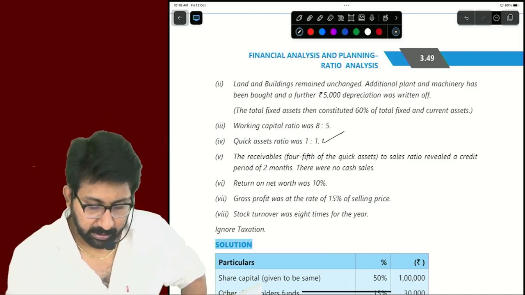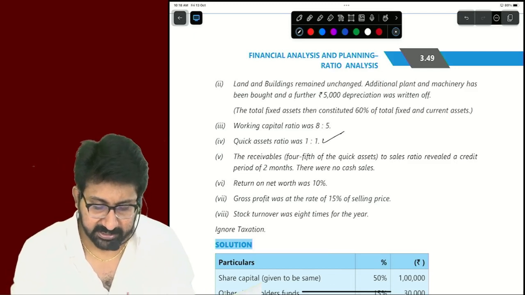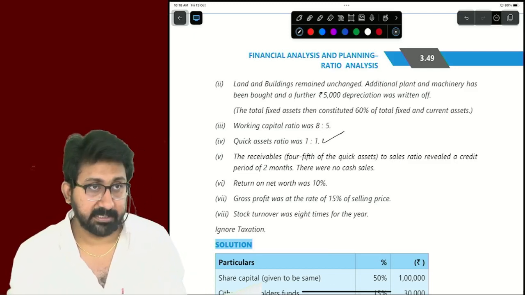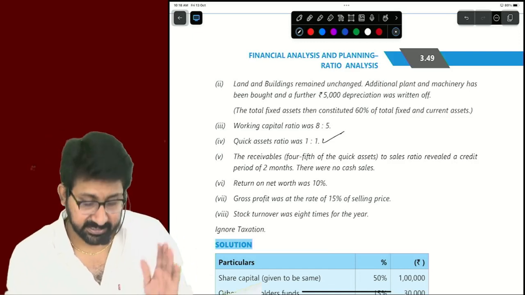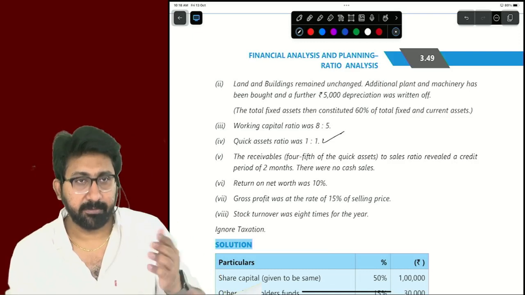Now the company went into reorganization and the quick ratio is revised to 1:1. Receivables, 4/5 of the quick assets, to the sales ratio revealed a credit period of 2 months. There were no cash sales, means all the sales are credit sales. That means if you know the debtors' value, that itself is the sales value.